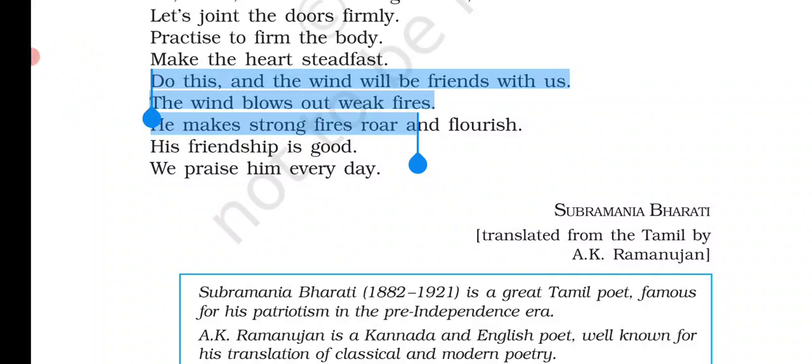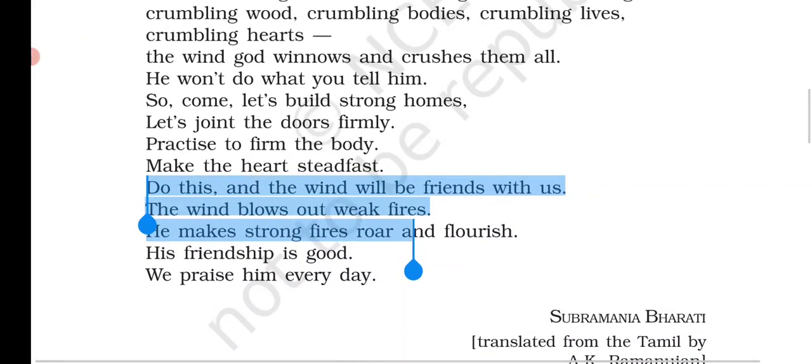And once you are strong enough to face all the challenges, you will become friends with the wind, and you will praise the wind every day. Who will not praise the wind every day? The people who are weak, the people who are not strong. Understand? So that's all we have in this poem.